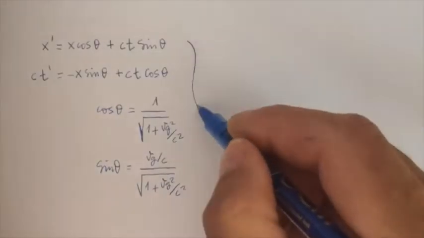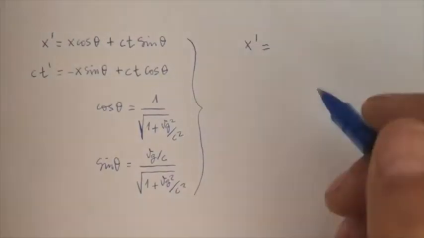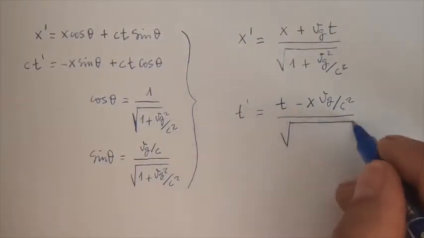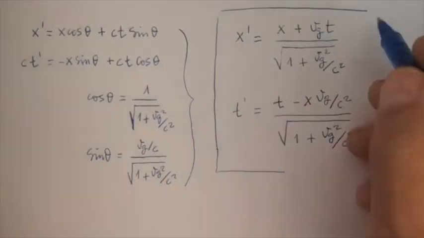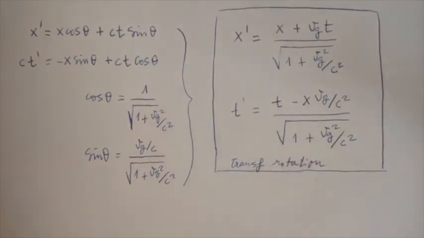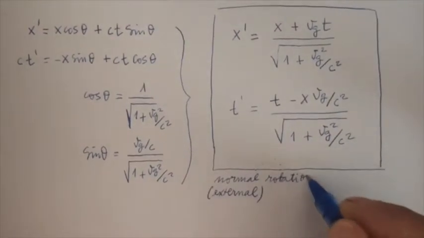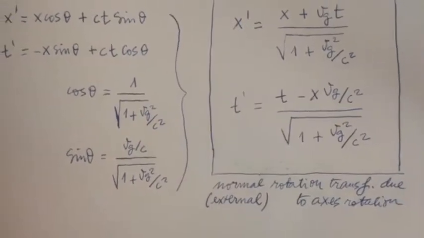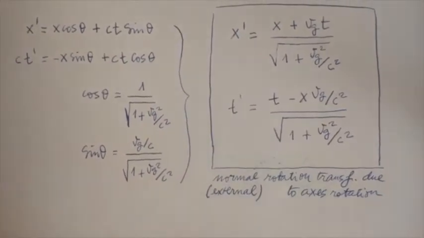Finally, one needs to substitute these expressions in the axis rotation transformation. Proceeding in this way, one encounters the expressions of an axis rotation transformation, but now expressed as a function of v sub g. Let us now compare this result with the Lorentz transformations.